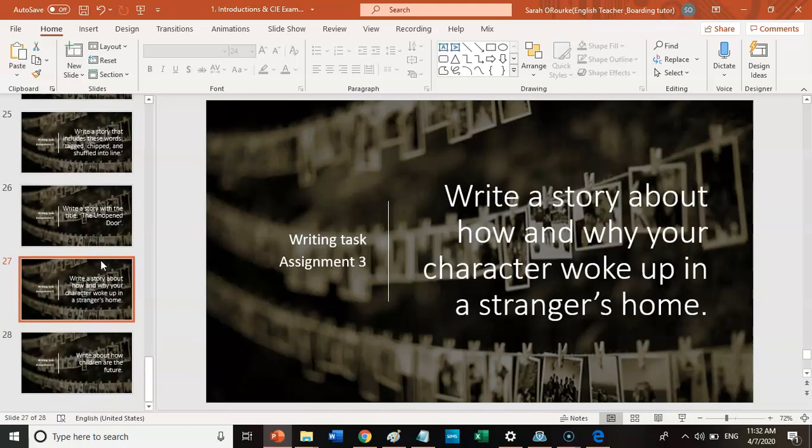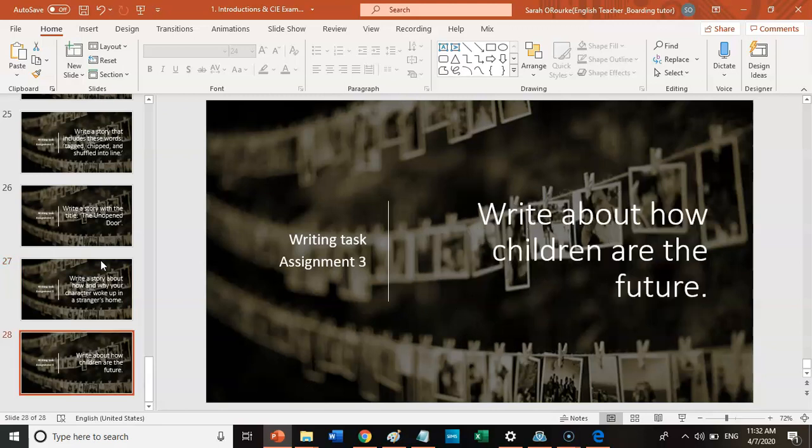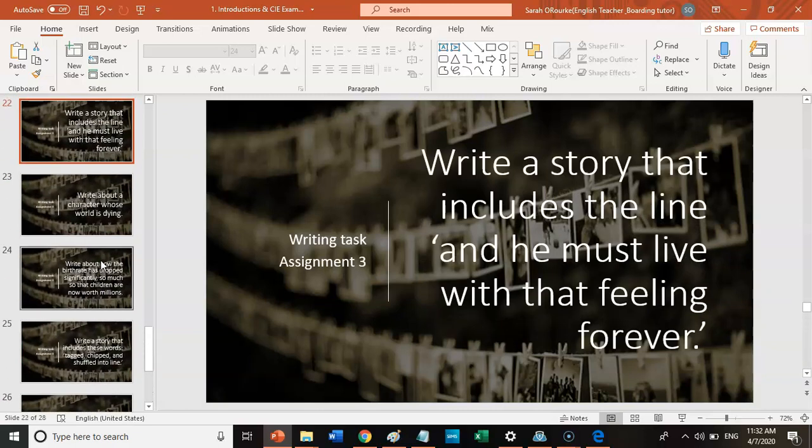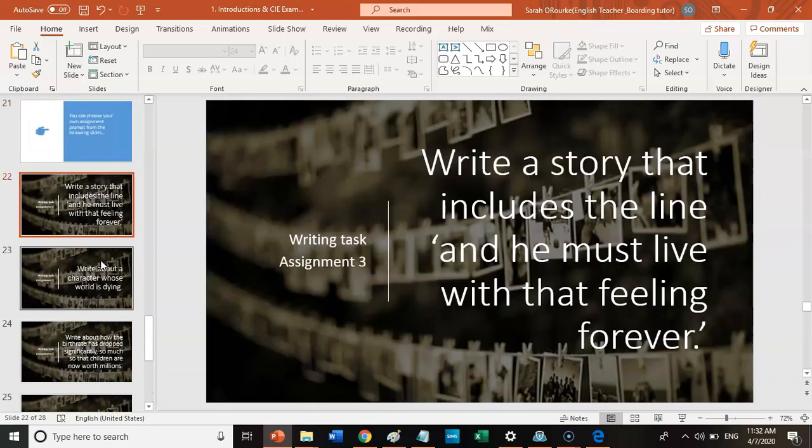Write a story about how and why your character woke up in a stranger's home. Nothing dirty or yellow, please. Write a story about how children are the future. So those are some example story ideas, some example prompts, but as I said, feel free to ignore them if you've got a really good idea of your own.